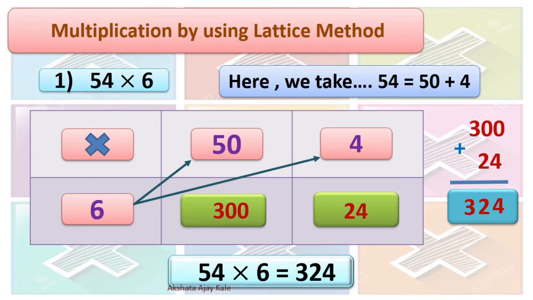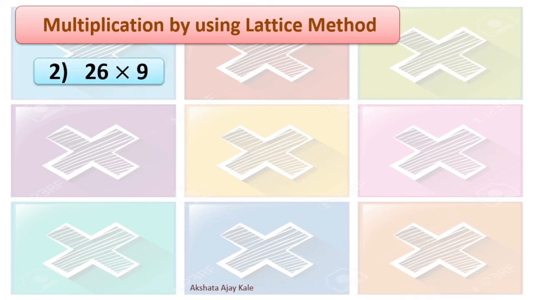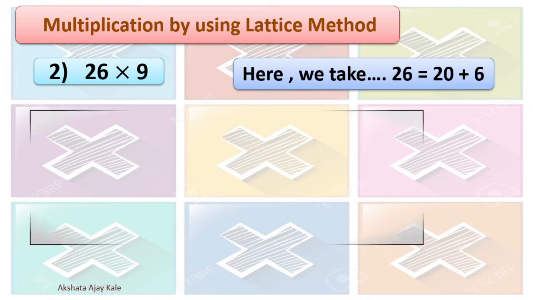Very easy method, na? This is called lattice method. Next sum. We will go through 2 to 3 sums. Now 26 multiplied by 9. Again here we are going to split this 26. Yes, come on dear children, tell me how to split this 26. Very good. 26 is equal to 20 plus 6. Nice job. Now we will make a table.